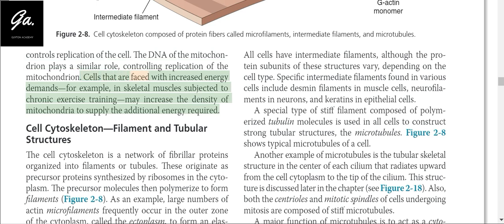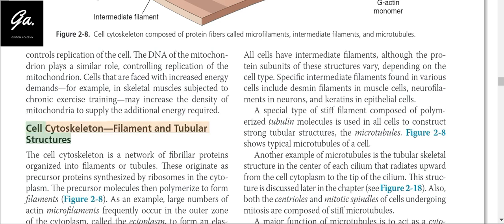Cells that are faced with increased energy demands, for example, in skeletal muscles subjected to chronic exercise training, may increase the density of mitochondria to supply the additional energy required.